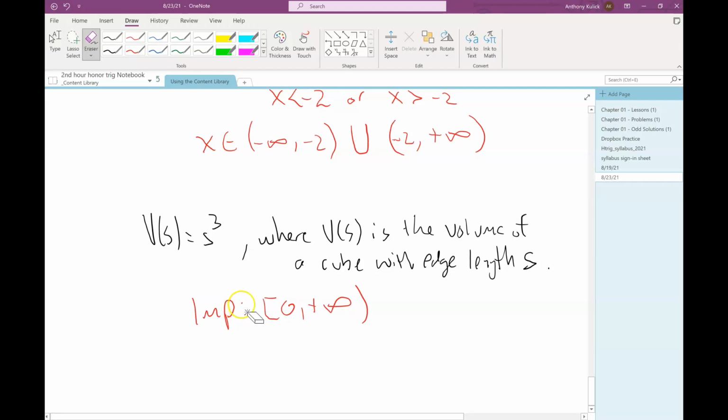Oops. Let me just squeeze that x as a member of in there. Got carried away and forgot it. Oops-a-daisy.